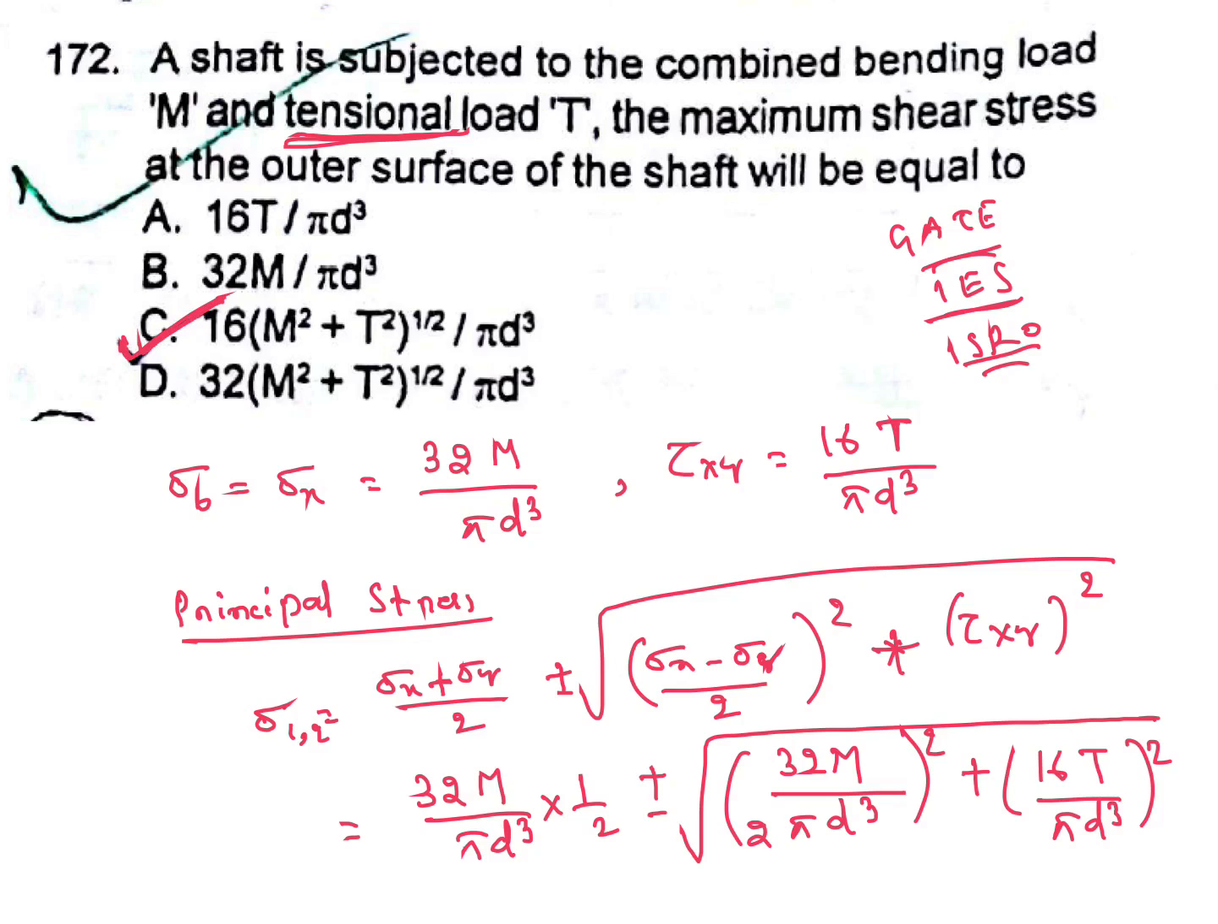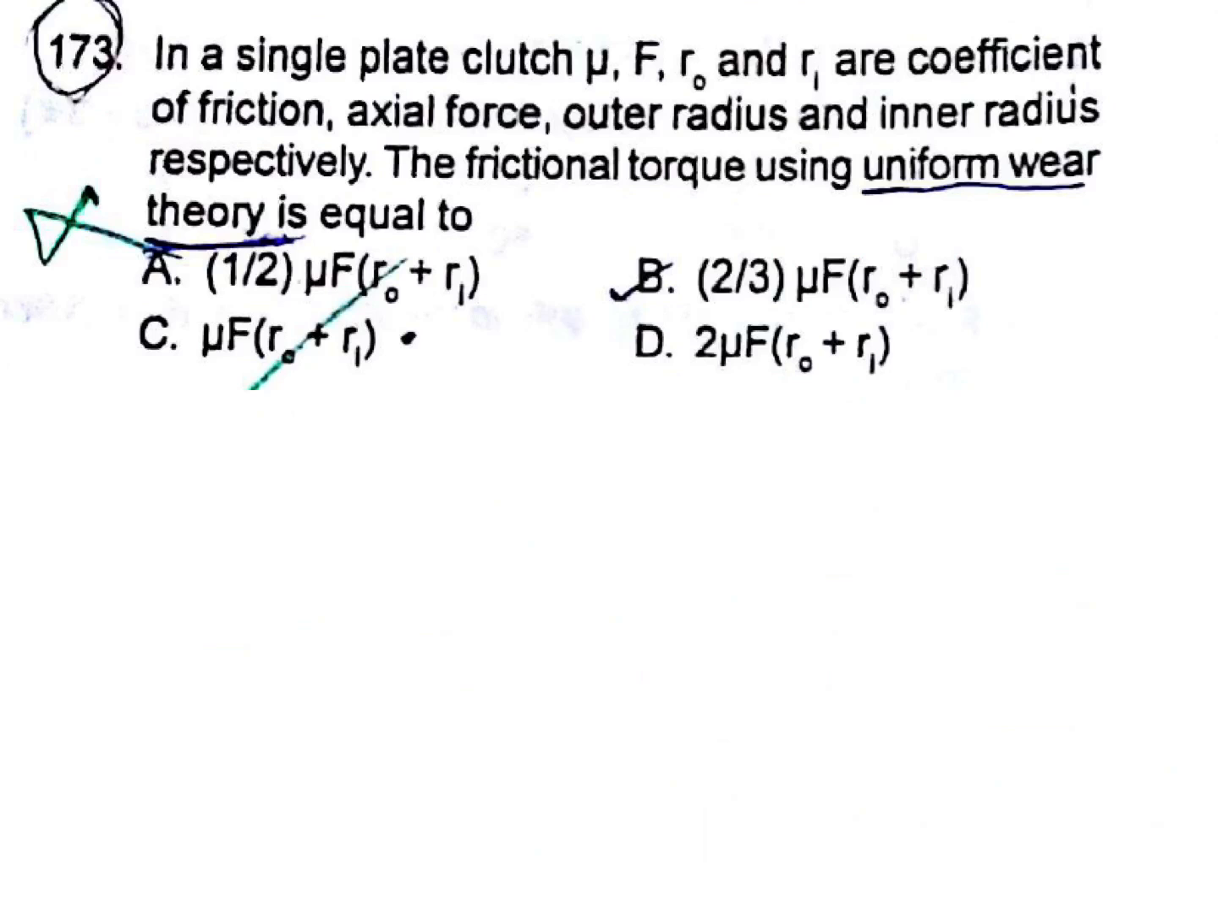In a single plate clutch, mu, F, Ro and Ri are the coefficient of friction, axial force, outer radius and inner radius respectively. The frictional torque using uniform wear theory, UWT. Uniform wear theory, frictional torque you have to calculate. Frictional torque formula is mu W R effective. For uniform wear theory, R effective is inner radius plus outer radius divided by 2.